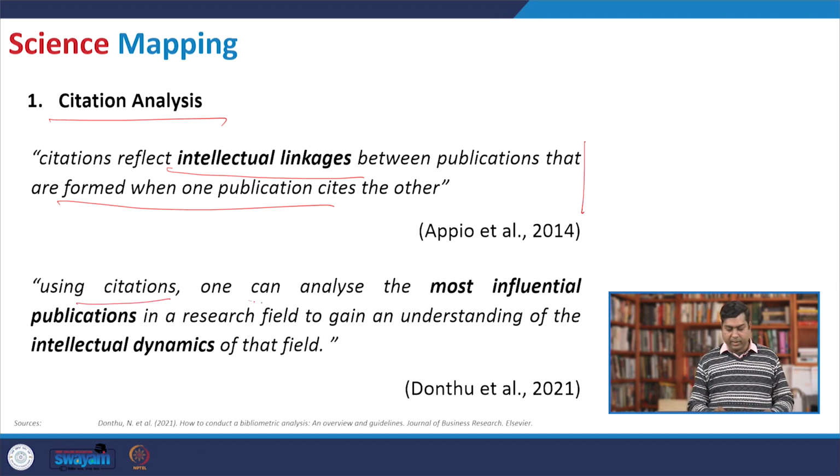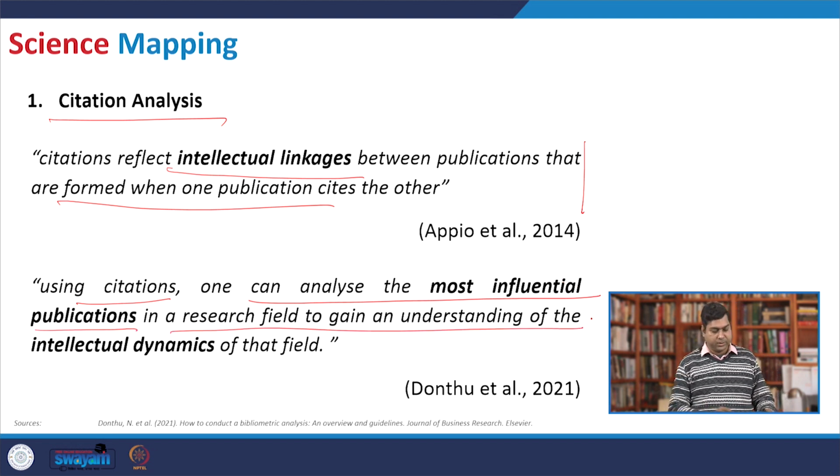Using citations, one can analyze the most influential publications in a research field to gain an understanding of the intellectual dynamics of that field. If you find a paper published, say, 6 months ago that has started getting 100 plus citations, that means it is important and emerging. But we also need to look further: even if it has 100 citations, if you click on them, who is citing it is equally important. If that paper is cited in papers published in good journals, the credibility is much more than just being cited here and there.